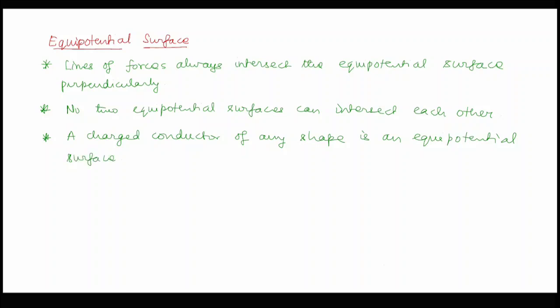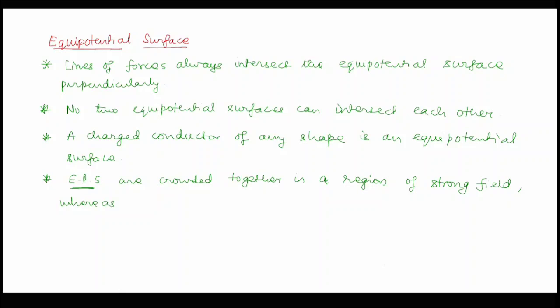And the next part is, equipotential surfaces are crowded together in a region of a strong field, whereas they are relatively far apart where the field is weak.